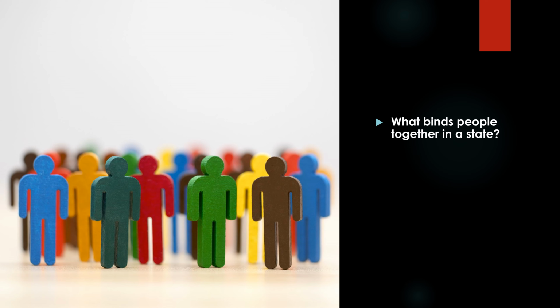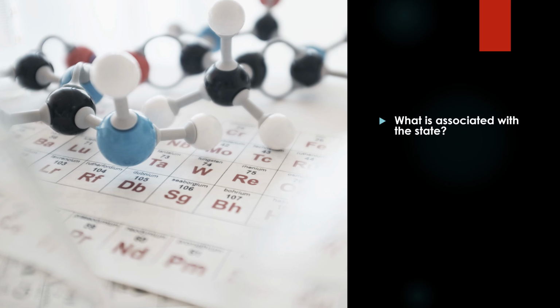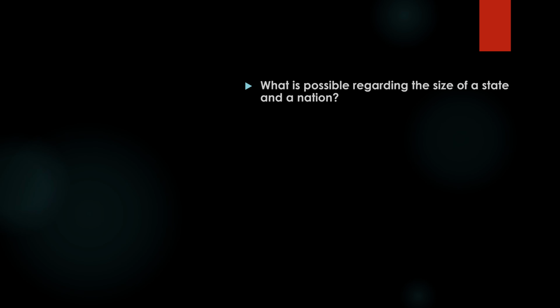What binds people together in a state? Sentiments and emotions, laws, cultural identity, economic interest. Answer A, laws. What is associated with the state? Elements of persuasion, element of force, element of cooperation, elements of competition. Answer B, element of force.